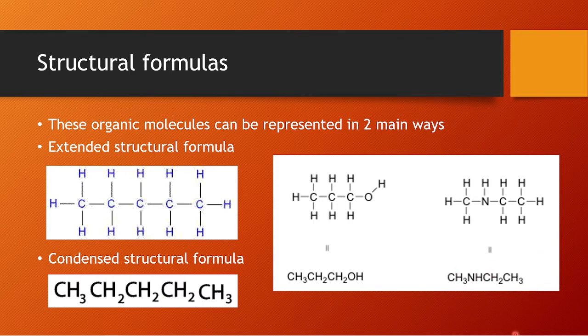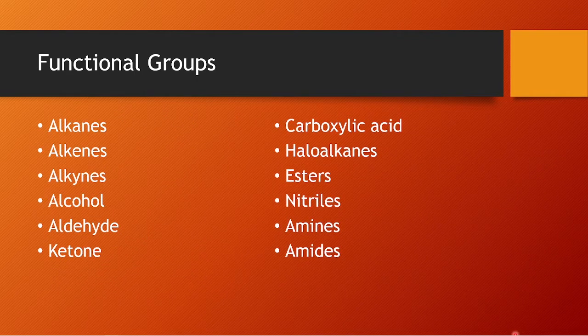Hopefully that makes sense. All right, functional groups, the ones that are specifically mentioned that you need to know: alkanes, alkenes, alkynes, alcohol groups, aldehydes, ketones, carboxylic acids, haloalkanes, so they're the things like fluoro, iodo, bromo, esters, nitriles, amines, and amides. So you should be able to look at a formula with those structures in it and tell me what the structure is, what the prefix is, and what the suffix for that particular thing is.